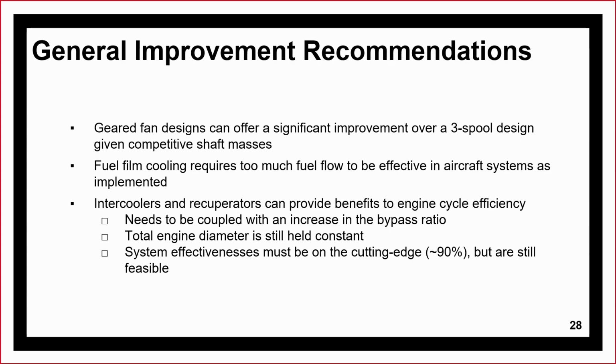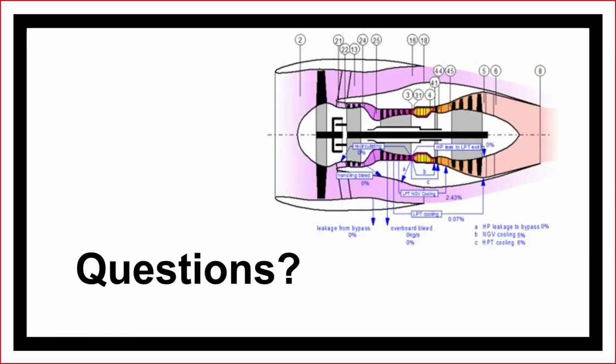In this model, we did hold our total engine diameter constant while increasing that bypass ratio. Additionally, we need very high subsystem effectivenesses of the intercooler and recuperator for this to be worthwhile on implementing into the system.